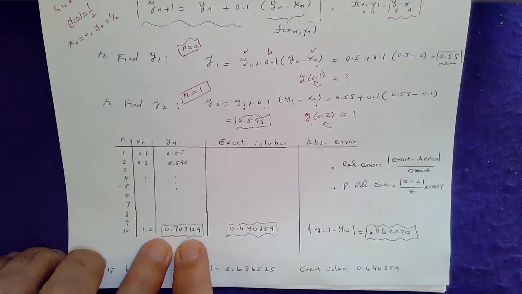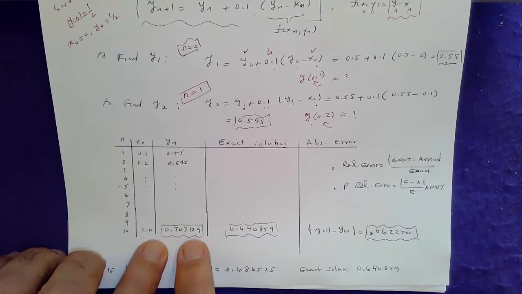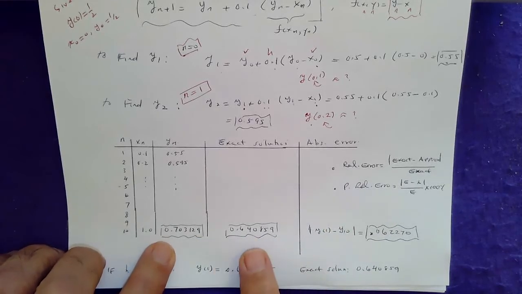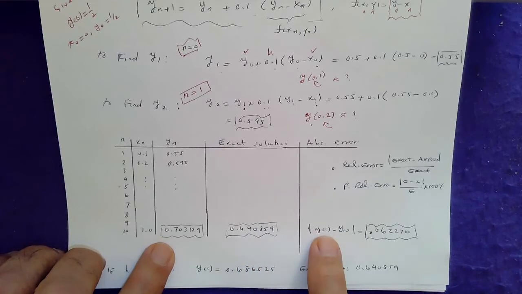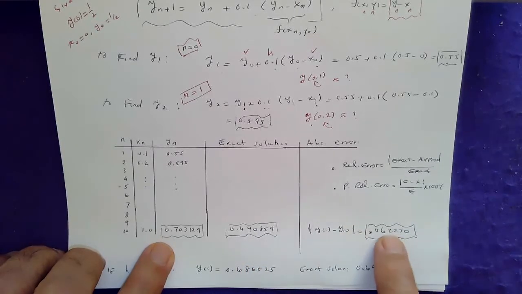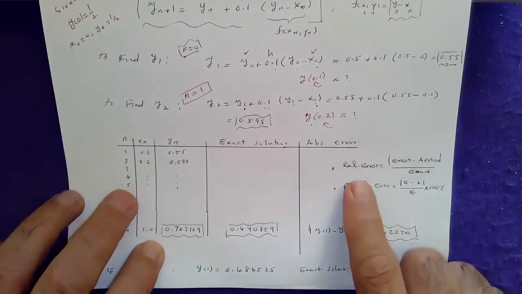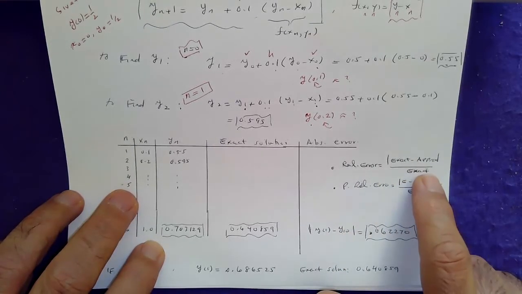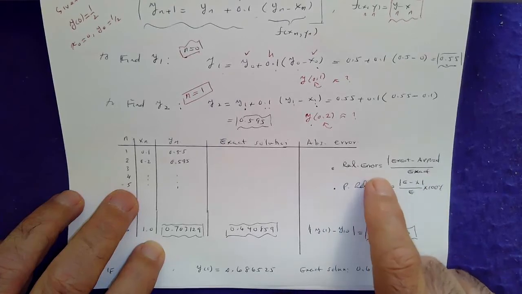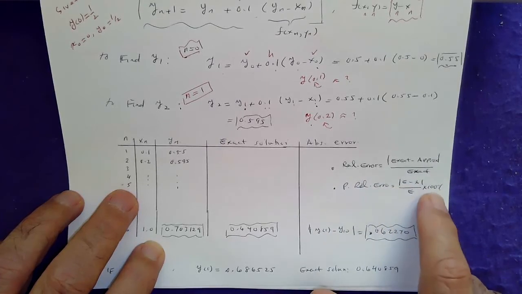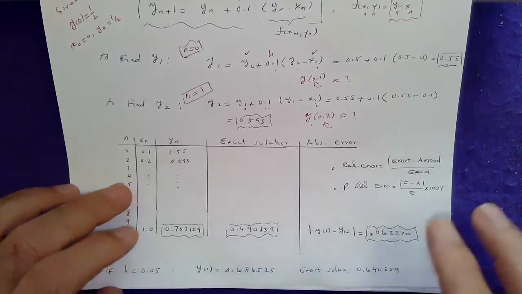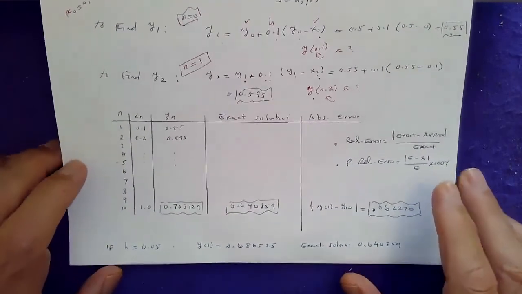Notice exact is 0.640859. We came up with an approximation of 0.70312. So the absolute error, which is what? You subtract the approximation from the exact, take the absolute value, is this. Then you can find the absolute error divided by exact. That gives you the relative error. And if you multiply the relative error by 100%, that gives you the percentage of relative error. So you can tell what percent error you have.